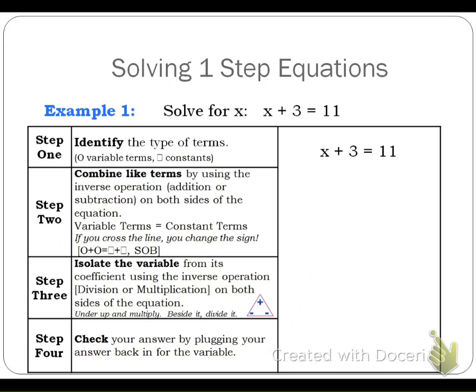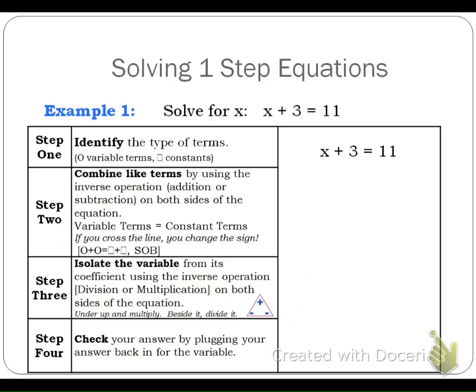Alright, let's practice a few of these before you do your guided practice. These types of equations that we are solving are called one-step equations. One step because you are either going to combine like terms or you're going to isolate a variable from its coefficient. When I say combine like terms, we're combining our constants. So to solve each one of these problems, I would advise you to do these in about 4 steps.